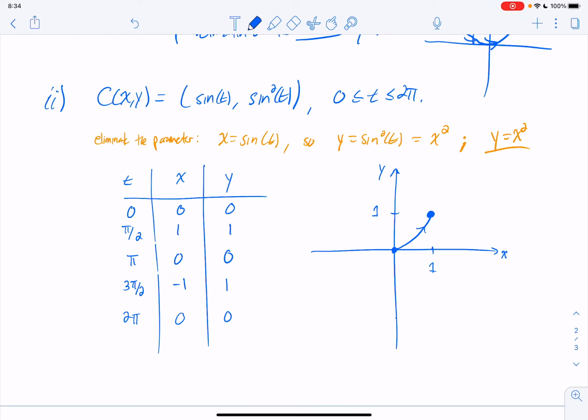So somehow, I'm now coming back to 0, 0, which means I've gone up the curve here, and then I've come back down the curve to 0, 0. Then I go up the curve to negative 1, 1, and then I seem to go back down to 0, 0.